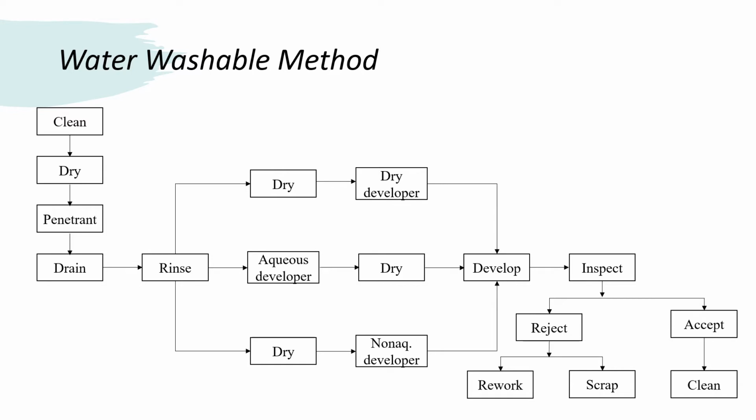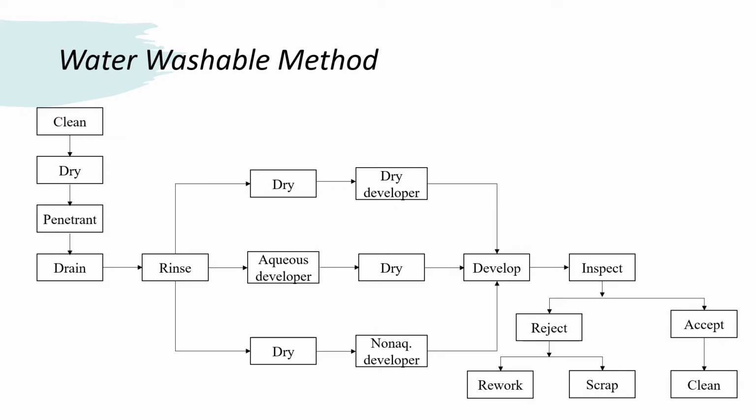Developer application follows the rinse step. When aqueous developers are used, there is no need for a drying step prior to the application of the developer. However, the part must be dried after the application. If non-aqueous developer is used, the part is dried before the developer application.